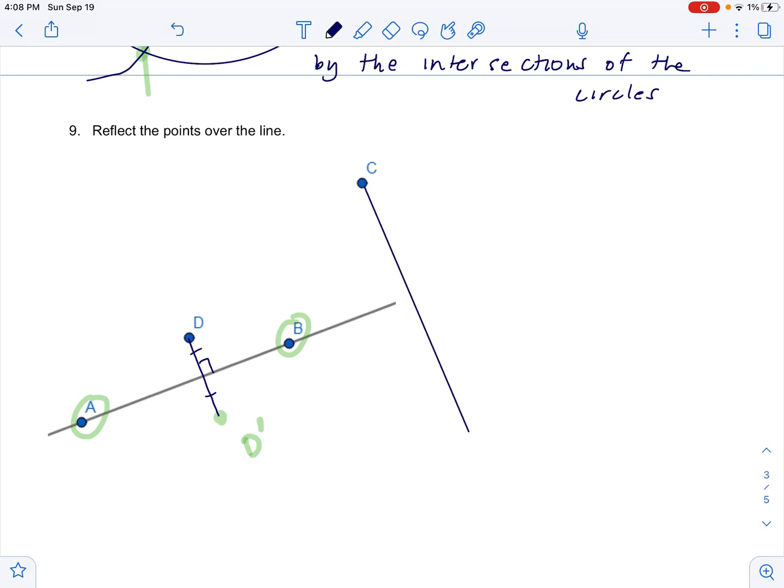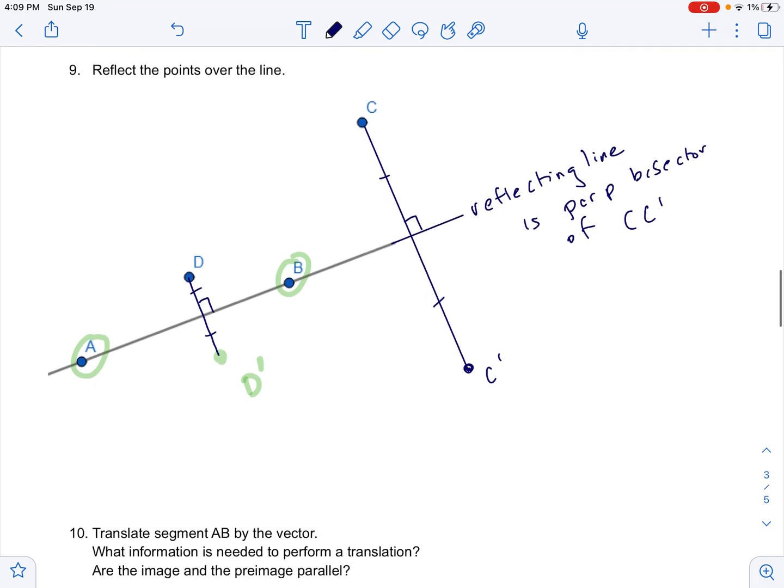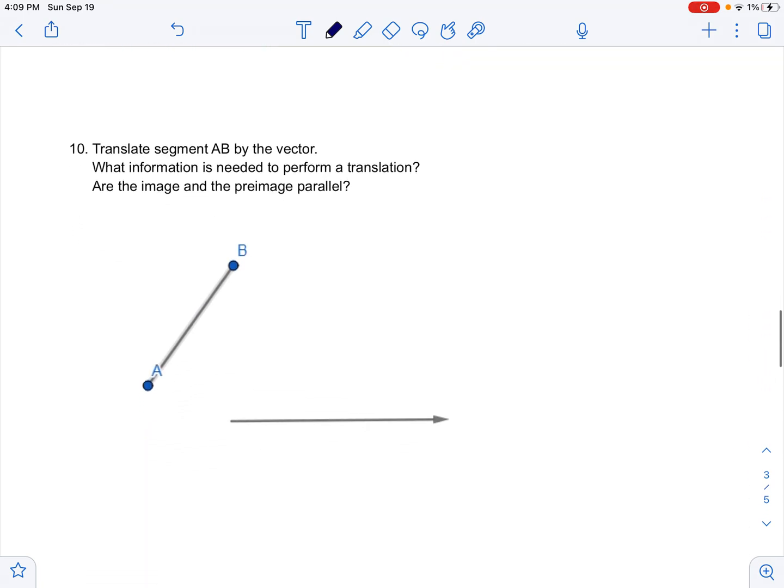So when I place C, I want to create a point, C prime, such that this reflecting line is the perpendicular bisector of the segment that I just created between C and C prime. If you have a mirror handy, check it out with a mirror. We practiced that in class.